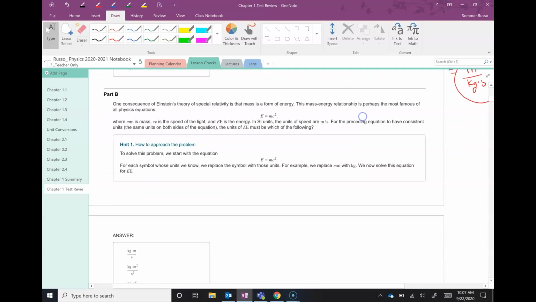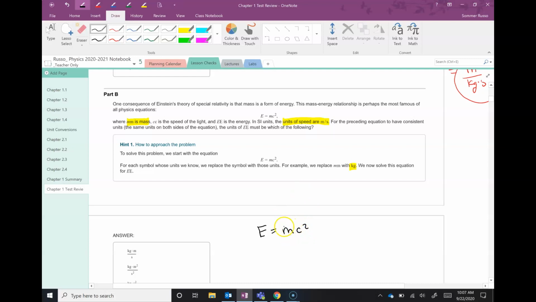We are looking at something similar here. We want to know what the units for E are. We're looking for the units of energy. We're given that the units of speed are meters per second, and we are looking at the fact that we have m as mass, and we just learned that mass is in kilograms. We can see that E is equal to mc squared.